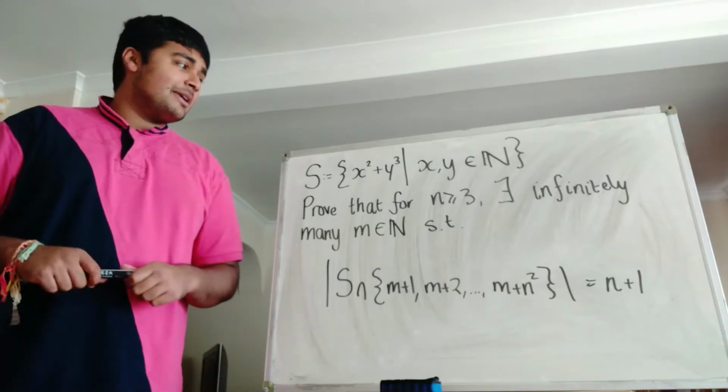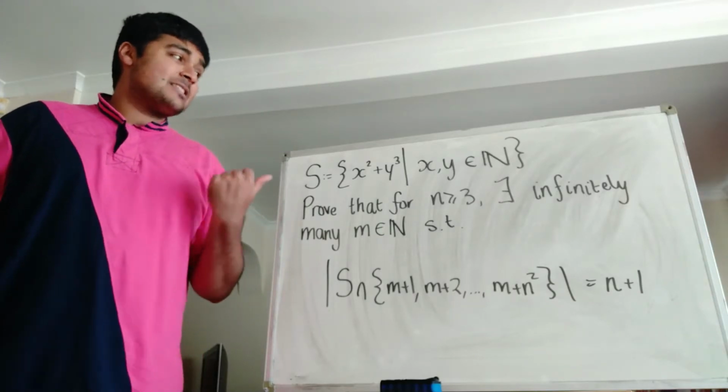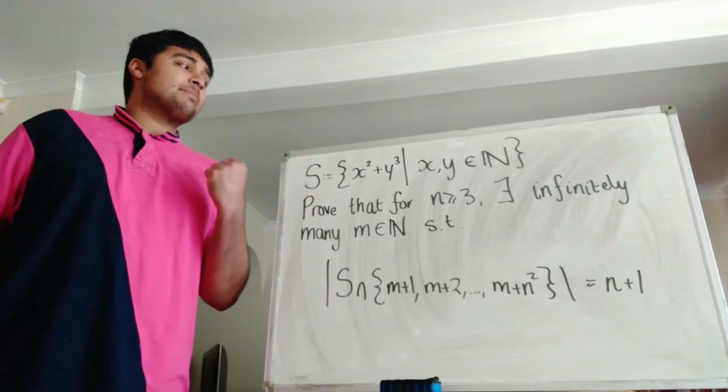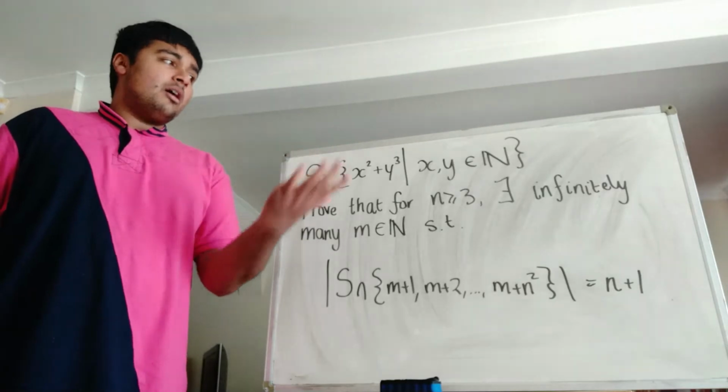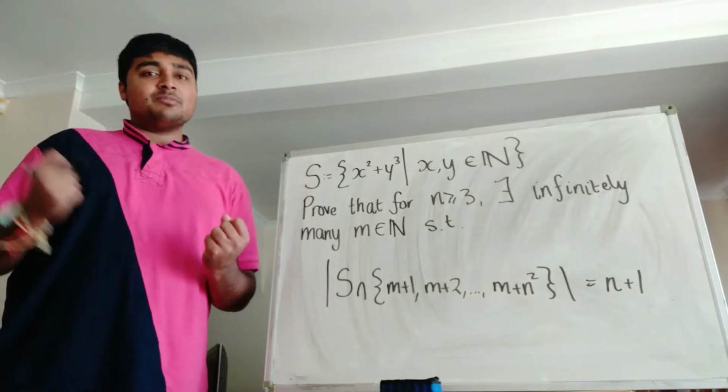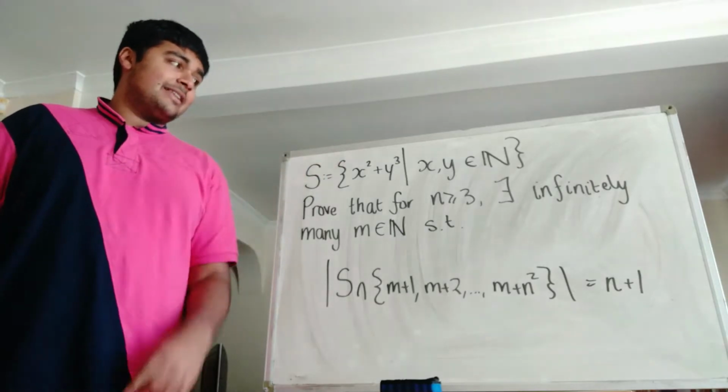Anyway, this is the problem I'm going to be going through today. We have S to be the set of positive integers which can be written in the form x squared plus y cubed, where x and y are positive integers. So any number where you can write it as a sum of a square number plus a positive cube, then that's going to be in that set S.